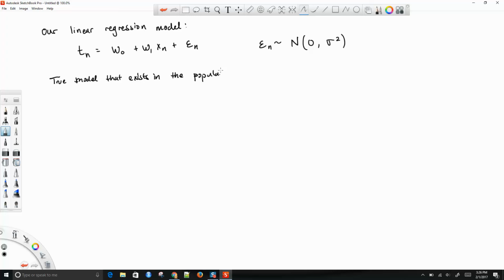we can express as a vector product, W transpose times vector xn, plus our error term, okay? And so these are the true parameters that exist in the population.